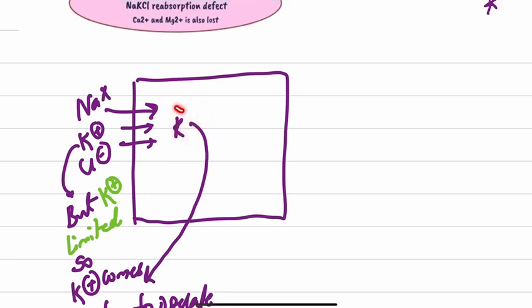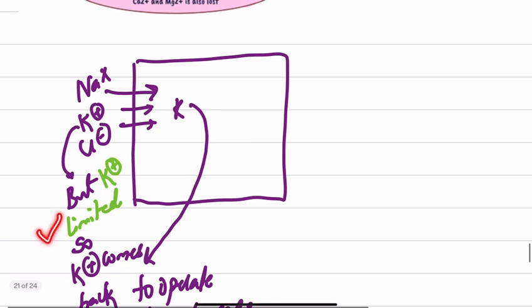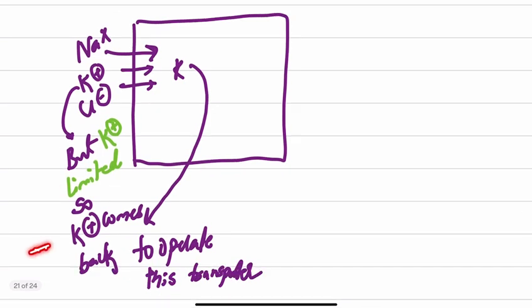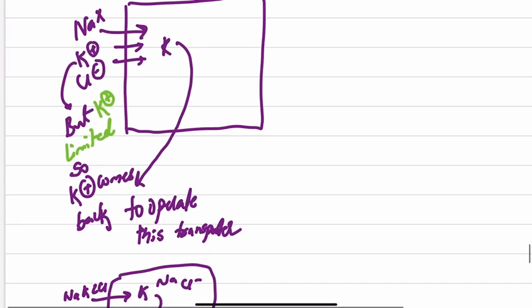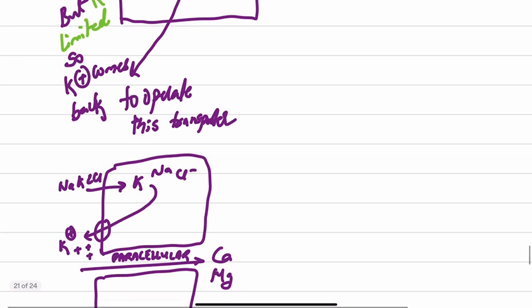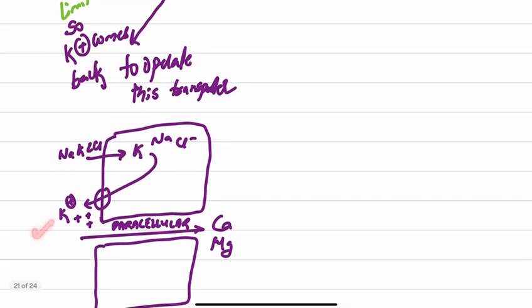Okay, potassium is the limiting ion here. For reabsorbing sodium and chloride again, the potassium will come out through the ROMK channel, as potassium is limited. So potassium should come back to operate this transporter. As sodium comes out, there will be a positive charge outside, and there will be a paracellular effect, or paracellular movement, of calcium and magnesium.